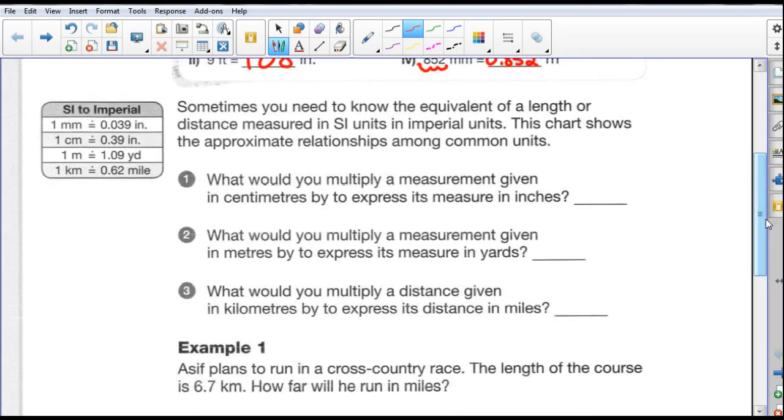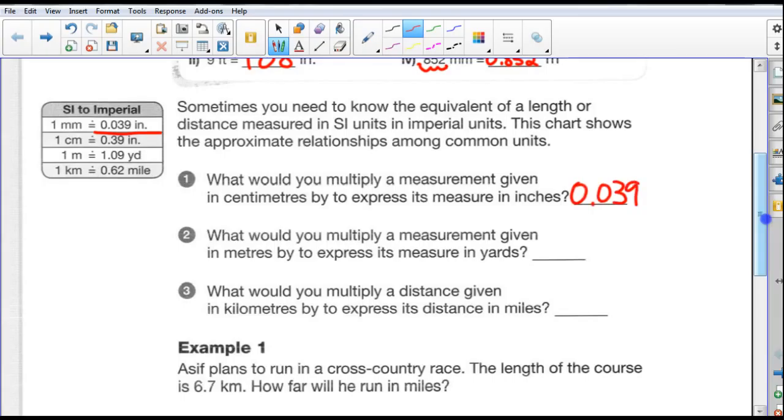Sometimes you need to know the equivalent of a length or distance measured in SI units in imperial units. This chart shows the approximate relationship among common units. 1 millimeter is equal to 0.039 inches, so millimeters are related to inches, centimeters to inches as well, meters to yards, and kilometers to miles. What would you multiply a measurement given in centimeters to express its measure in inches? Well, if you're given something in millimeters, we just multiply it by the conversion ratio over here to the right, and that is 0.039.